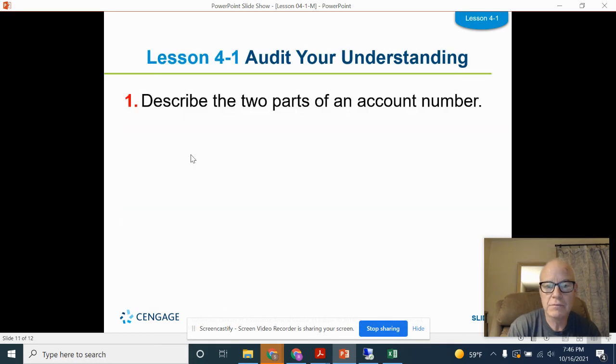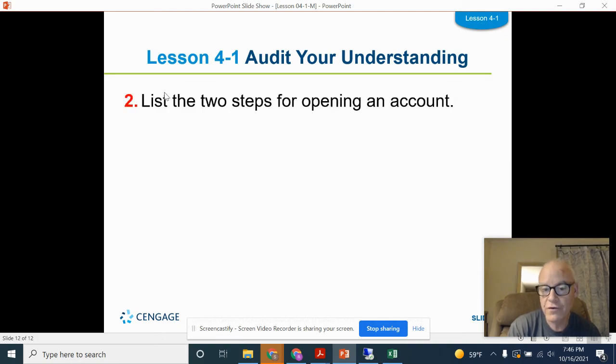There we go. So here are two questions for us. First of all, I'm going to say too that ledger accounts are kept in chart of accounts order, like in that previous example we had. And also, we need to make sure that new ledger accounts can easily be inserted into our general ledger. So describe the two parts of an account. We talk about that account number. The first digit indicates, let's go back again here.